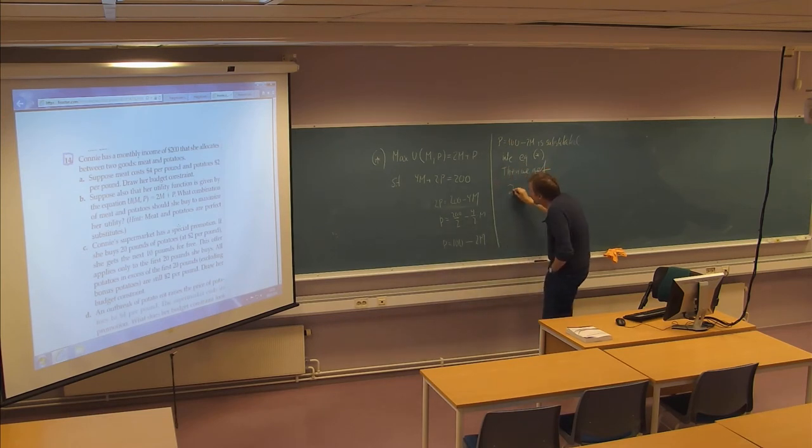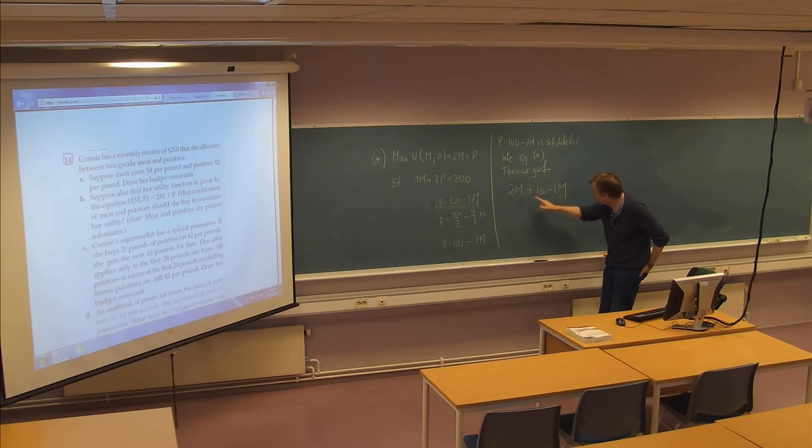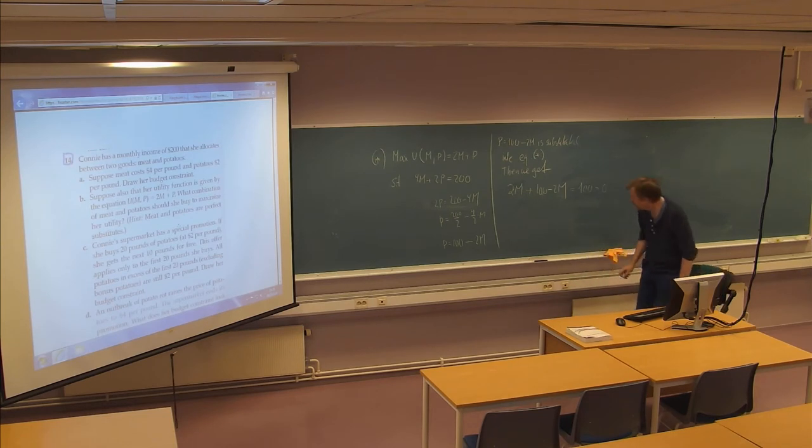2 times m plus p, and p is now this expression, okay? 100 minus 2m. Okay? So what do we end up with here? 2m minus 2m is 0. Okay, so we end up with 100 here. And we should then equate 100 to 0. Is that possible? That doesn't work, does it? No, that's not possible. 100 is always different from 0.